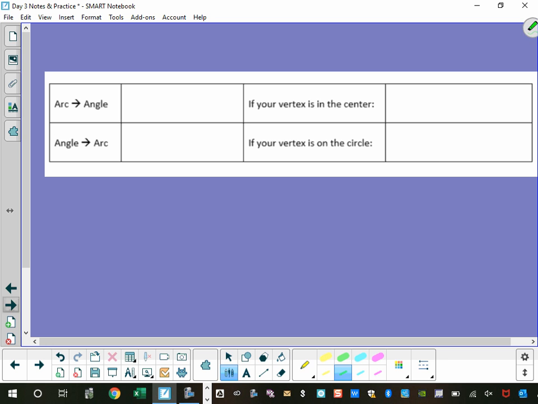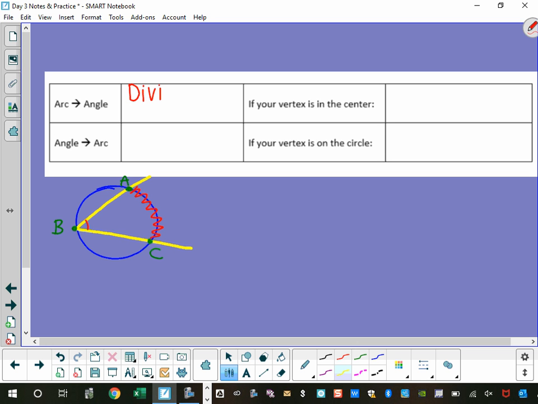When you have arc to angle, let's say here's my circle. Here's my angle. Let's say this is A, B, and C. I'm trying to find this angle here. This is my intercepted arc. So if I'm going from arc to angle, I divide by 2. Arc to angle, you divide by 2.